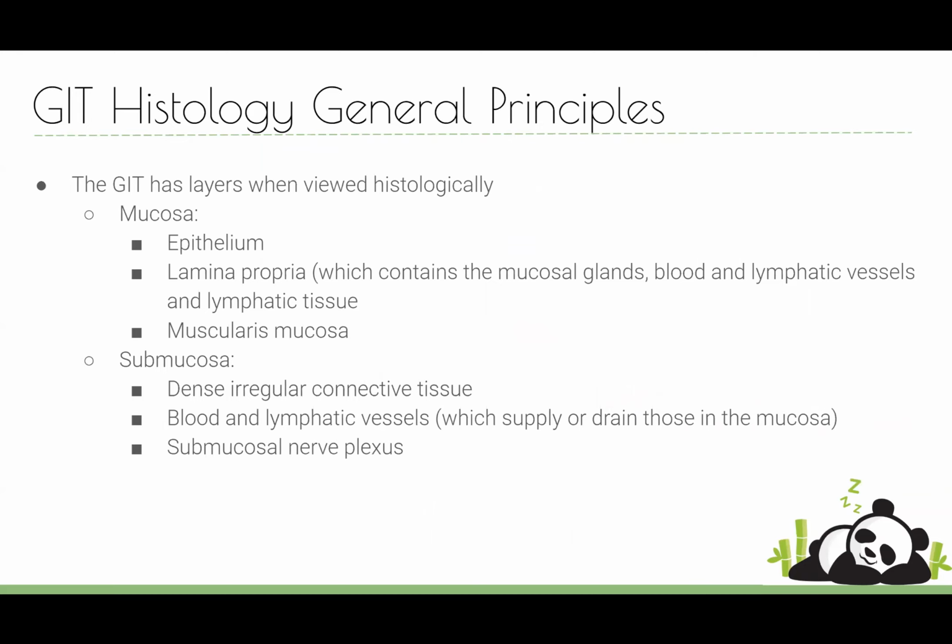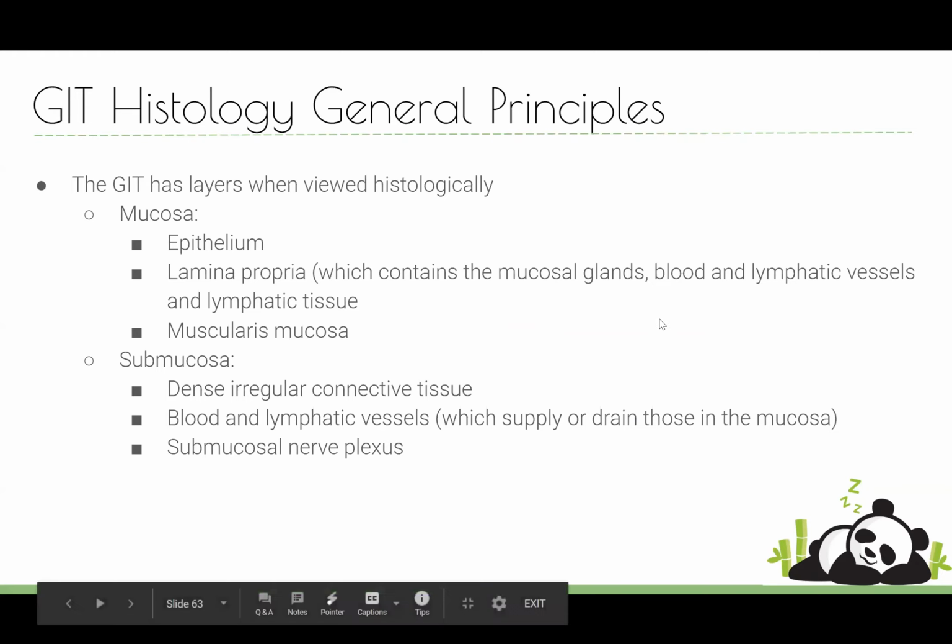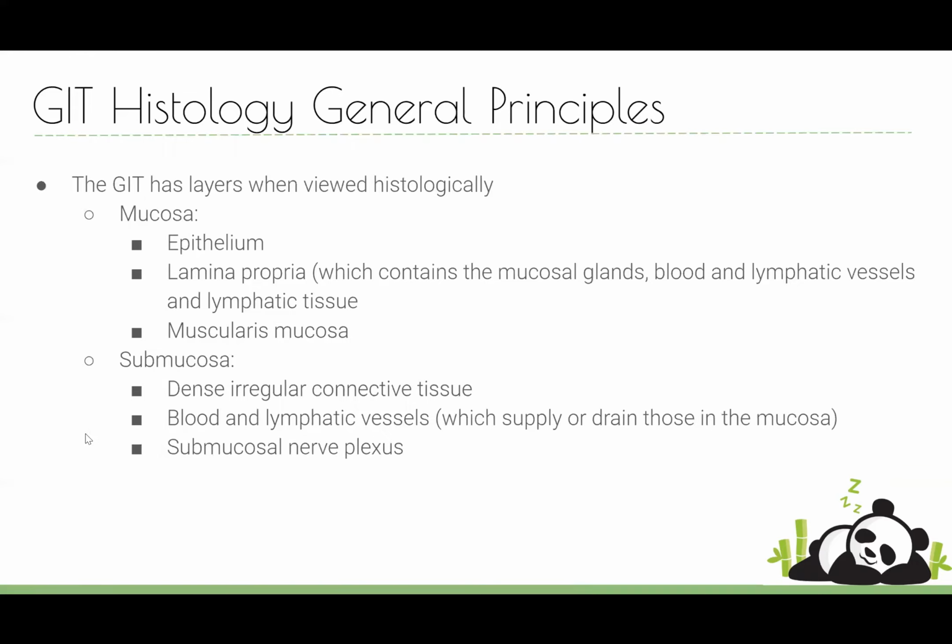Okay, so general GIT histology principles, and I'm going through these principles because in a sec I'm going to go through every organ there is and touch on them to some extent. So when viewed histologically, there's a mucosa, which has the epithelium, the lamina propria, which includes the mucosal glands, the blood and lymphatic vessels and lymphatic tissue, and the muscularis mucosa. Then there's a submucosa, which contains dense, irregular connective tissue and blood and lymphatic vessels, and the submucosal nerve plexus.